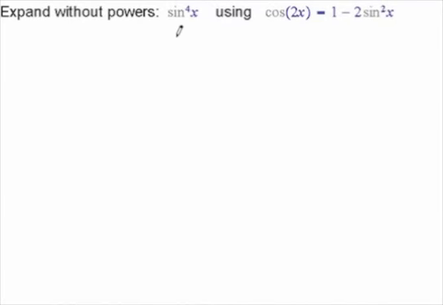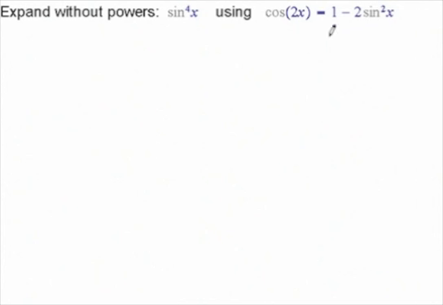Expansion of sine to the fourth power, and we want to expand it in a way such that it doesn't have any powers at all, just single powers of sine. And we're going to use this identity, cosine of 2x equals 1 minus 2 sine squared x. We might not be able to get it down into a function of sine, but at least we can get rid of the exponent. So if we're going to use this identity, the cosine of the double angle identity, we're going to solve it for sine squared x.